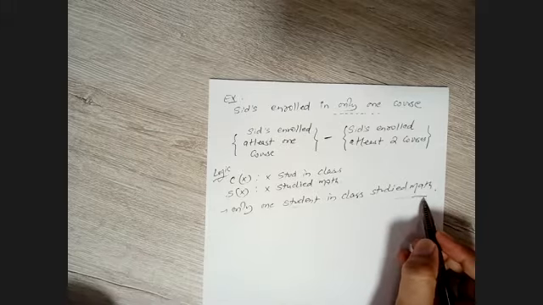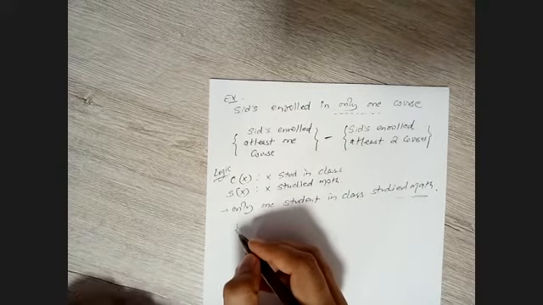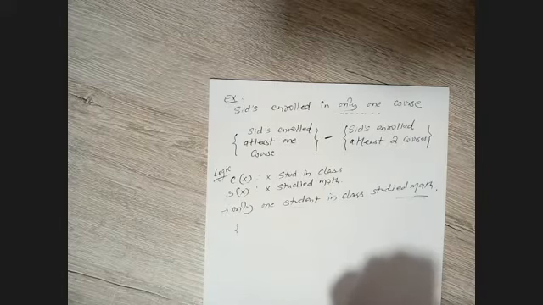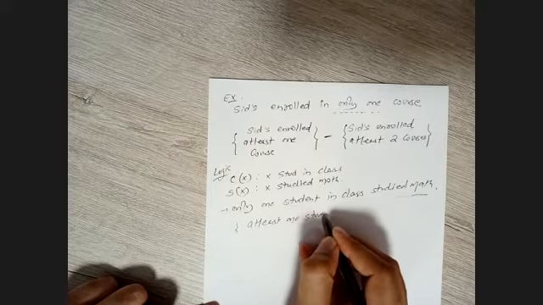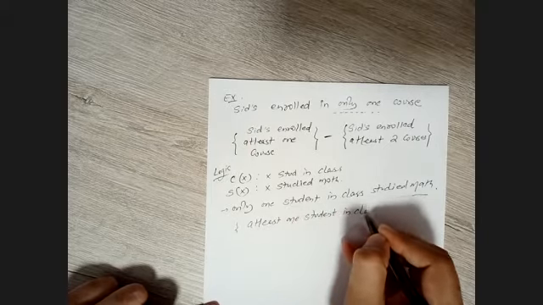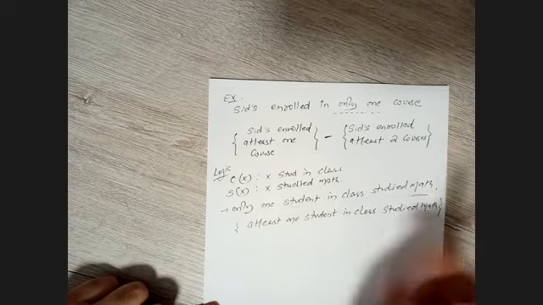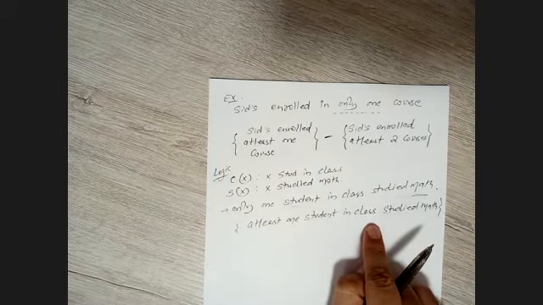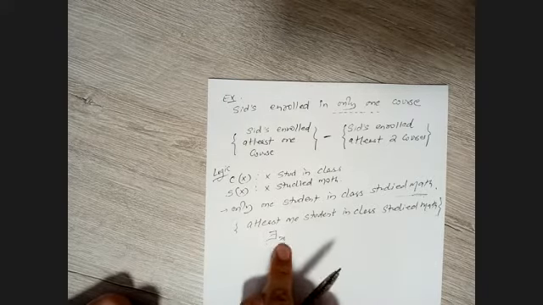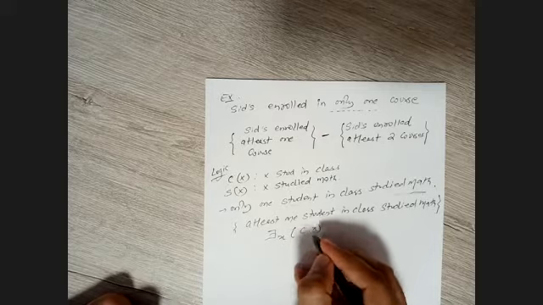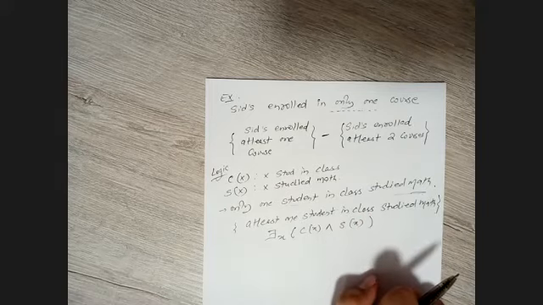So what we will do here is, first we will find at least one student in a class who studied math, right? So at least one student in class studied math. So how can we find that? What should be the query for this one? We have already seen the previous, right? Let's say there exists some X who is a student and studied maths. This is the logic for at least one.